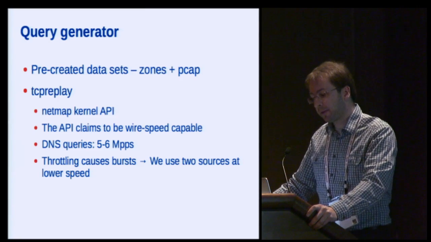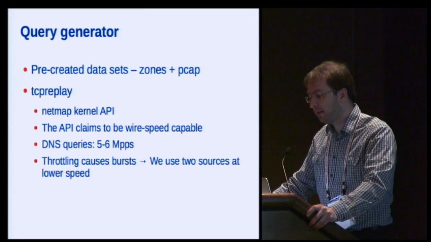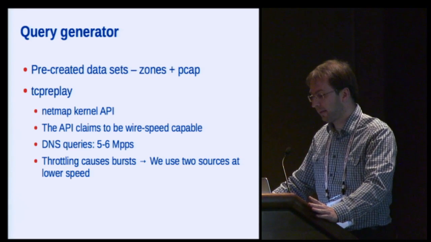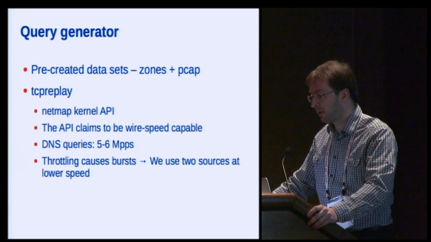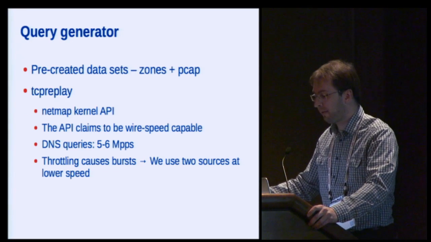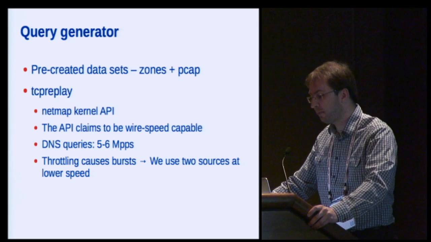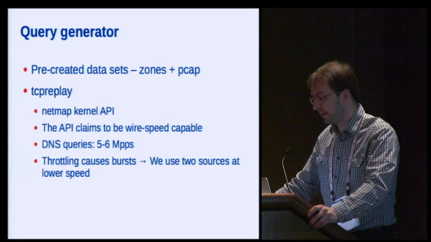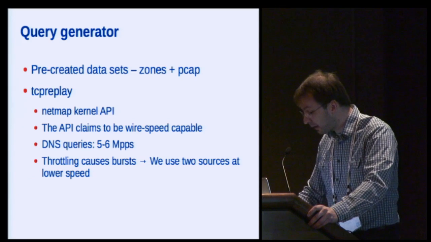The throttling inside the TCP reply causes bursts, and we devised that we can overcome this by using more sources. In our case, we use 2 sources at lower speeds, and then the packet flow is much smoother, and it's simply better.